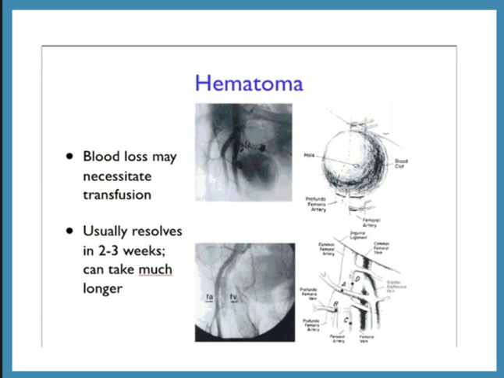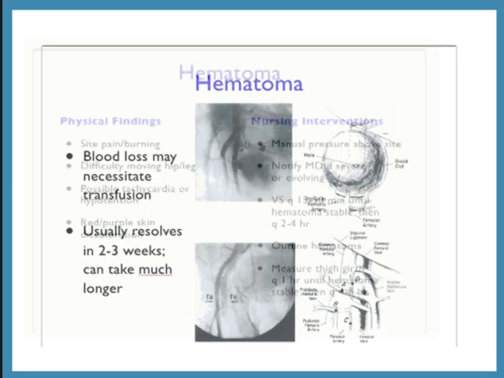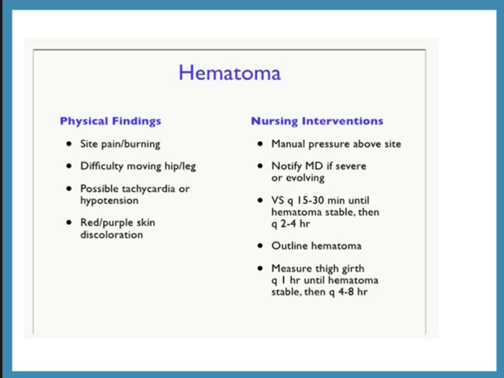And sometimes, this is another picture of a hematoma on this x-ray, and sometimes with a hematoma they may need a transfusion, and it may take as long as 2 to 3 weeks for the hematoma to resolve. Things the person with a hematoma may complain of: slight burning or pain. They may say they have difficulty moving their hip or leg. They can have tachycardia, and they can have hypotension from the blood loss. Usually it's a red-purple skin discoloration.